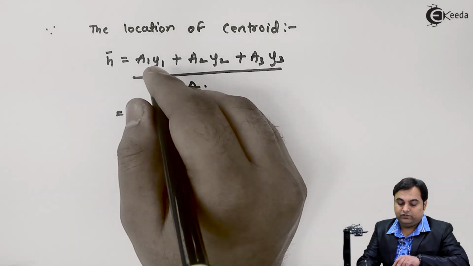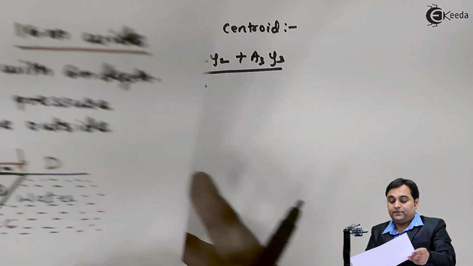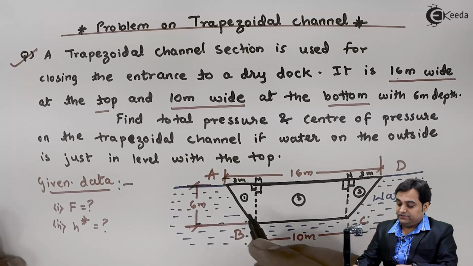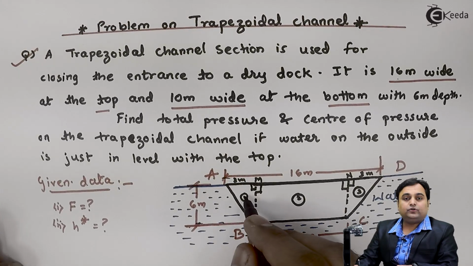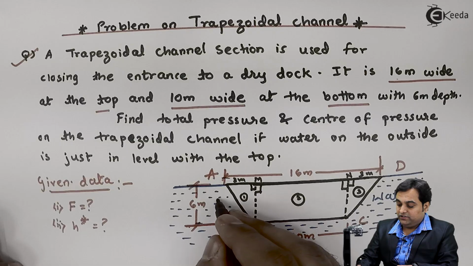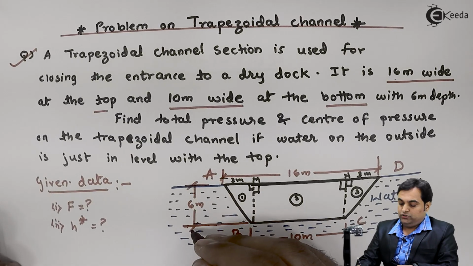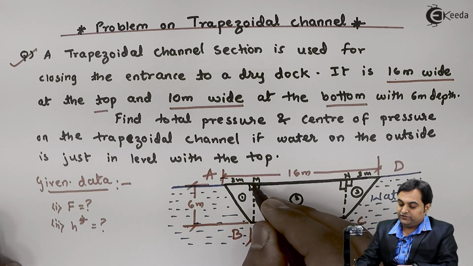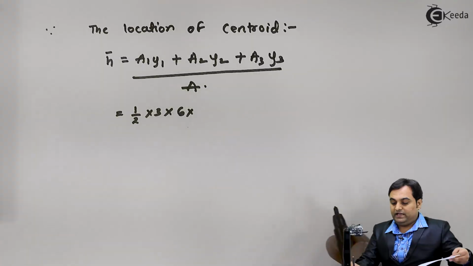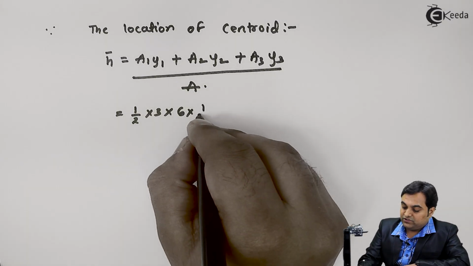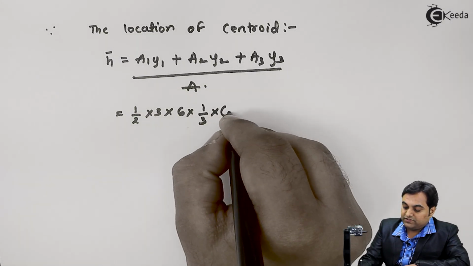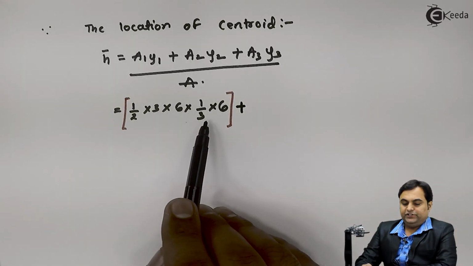Now Y1, what is Y1 actually? See, here we have this triangle and the centroid for the triangle is located at 1/3 from the height. Since the height is 6 meter, the centroid for this triangle would be located at 1/3 of 6. So here I have Y1 as 1/3 of 6. So this was A1 into Y1.